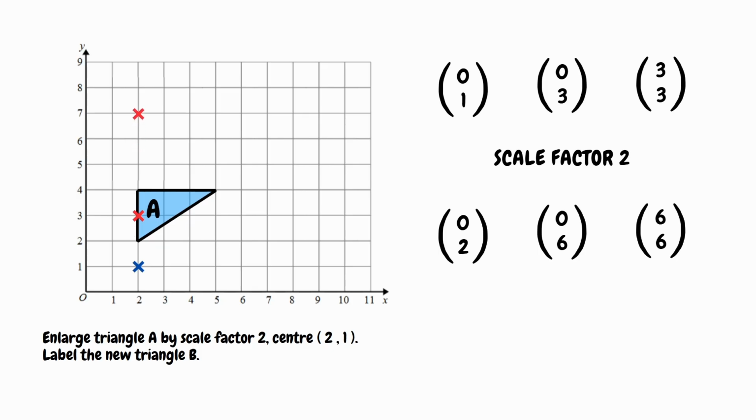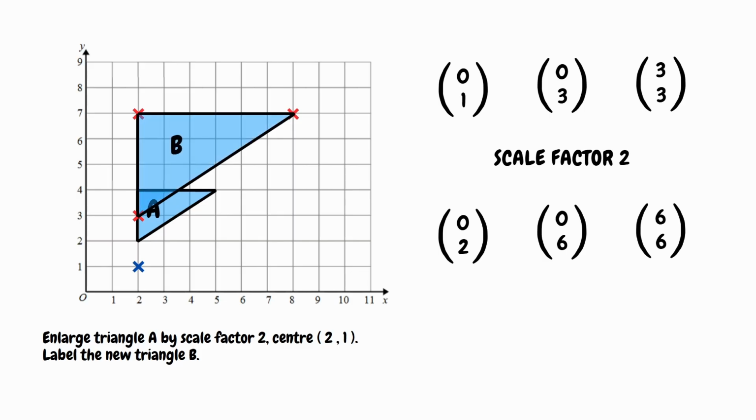And then for our final vector, again, we need to start back at the centre point. We're moving by the vector 6, 6. So that's 6 to the right, and then 6 up. So that's our final point plotted. So now all we need to do is join these points together. Joining them together gives us our triangle, which we then label B.